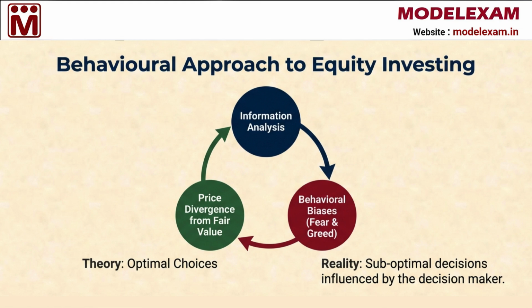This brings us to the behavioral approach to equity investing. In theory, investors make optimal choices based on information analysis. But in reality, decisions are often suboptimal. The cycle usually starts with information analysis, but then behavioral biases kick in. Emotions like fear and greed influence the decision maker. This leads to a price divergence from fair value. Understanding that markets are driven by these psychological factors helps you understand why prices sometimes do not make sense mathematically.